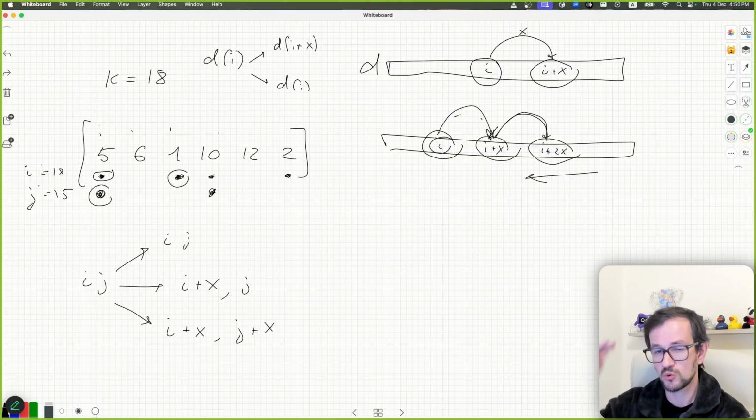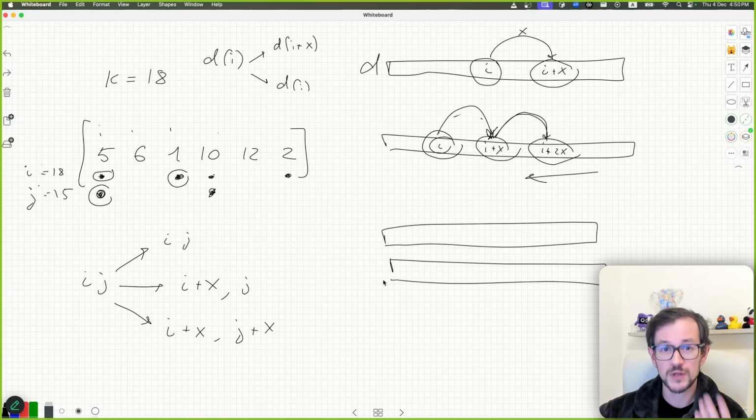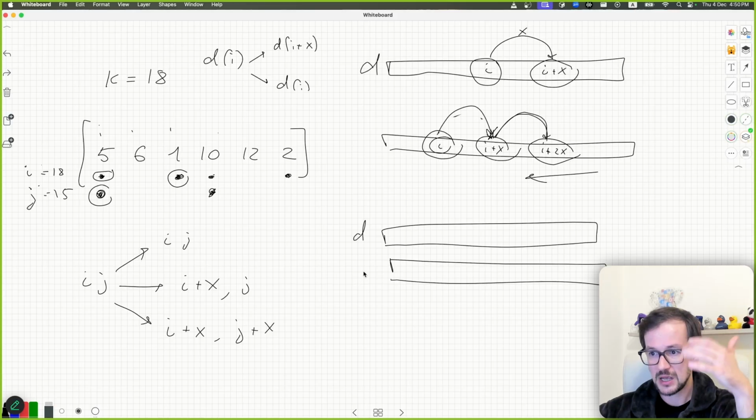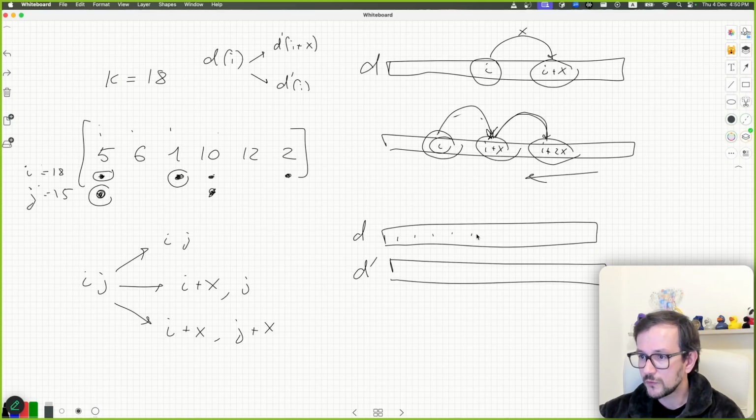You can do the same with two arrays. Just have an old array and a new array. How can you do dynamic programming? You have your old array from the previous state, and you have a new array d prime. You iterate over the old array and update values in the new array. So from position I, you update position I here and position I plus X here.